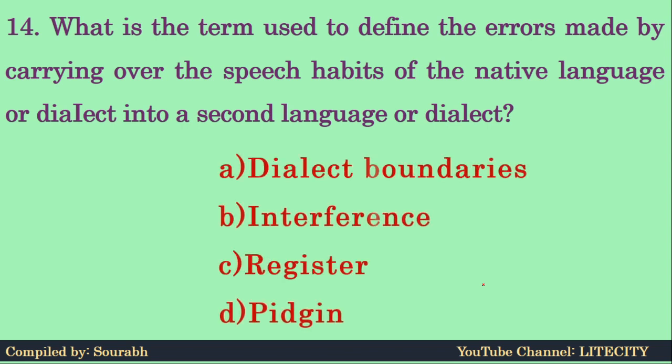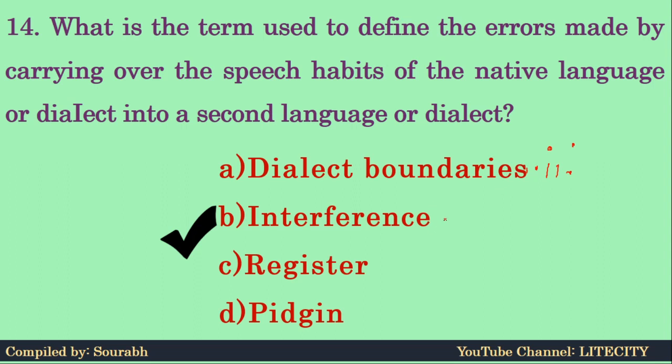What is the term for this? Your options are dialect boundaries, interference, register, or pidgin. All four terms are very important. The correct answer is interference, but let me define other terms also. What is dialect boundaries? It is number of differences in pronunciation, grammar and vocab in adjacent region. Okay, so one person is living in Maharashtra and other is living in Gujarat or Rajasthan, or for that case in Madhya Pradesh. They are adjacent territories, but still there is a difference in pronunciation, grammar and vocab.